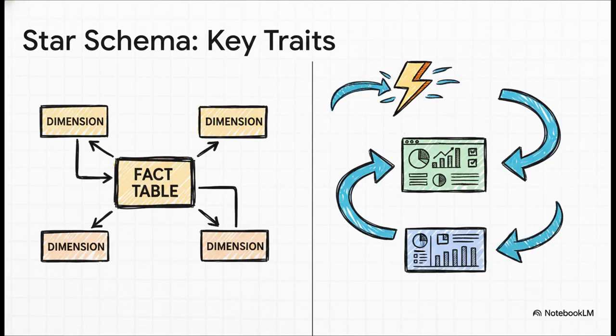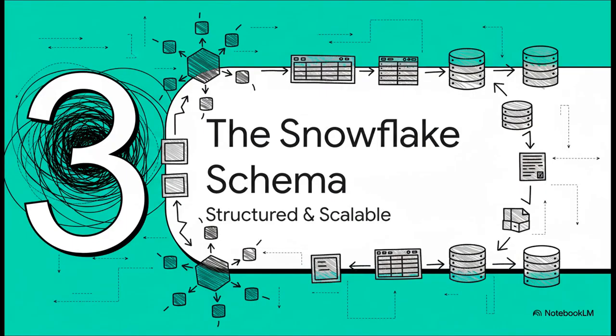This simplicity and speed is exactly why the Star Schema is the absolute favorite for BI tools like Tableau or Power BI. It's literally built for speed. But what if your dimensions get really complicated? Like, what if your product dimension has its own hierarchy of categories and subcategories? Well, for situations like that, there's an alternative: the Snowflake Schema. It's more structured for sure, but it's also a bit more intricate.